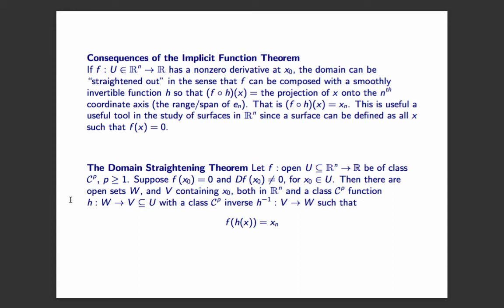Okay, so what does that buy us? Then there are open sets W and V containing x naught, both in R^n, and a class C^p function h that maps W to V. This is what's going to straighten out our domain for us. It's what's going to warp our domain, but in a differentiable and invertible way. So h has a class C^p inverse, so that f of h of x is essentially just a projection. It's equal to x_n, the projection onto the last coordinate axis.